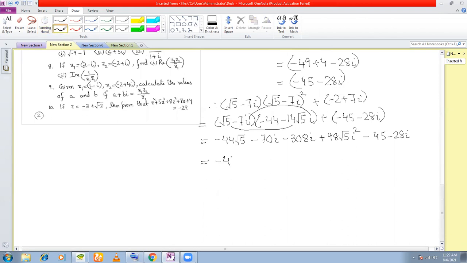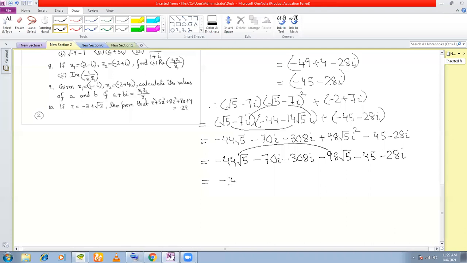So you get minus 44 root 5 minus 70i minus 308i. And if you put i square is equal to minus 1, you get minus 98 root 5 minus 45 minus 28i. Now add up the real and the imaginary parts separately. So how much will you get? You add up these two. How much will you get?